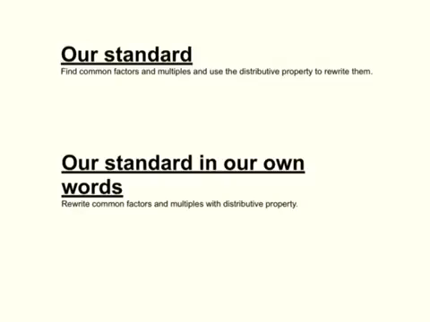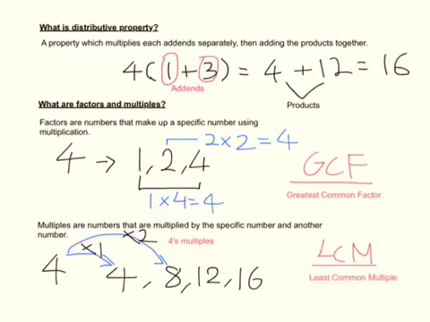Our standard is find common factors and multiples and use the distributive property to rewrite them. And our standard in our own words is rewrite common factors and multiples with distributive property. Now you may ask, what is distributive property? Well, distributive property is a property which multiplies each addend separately, then adds the products together.